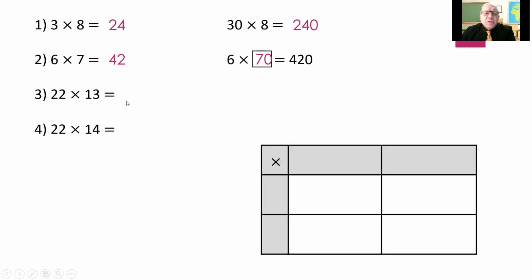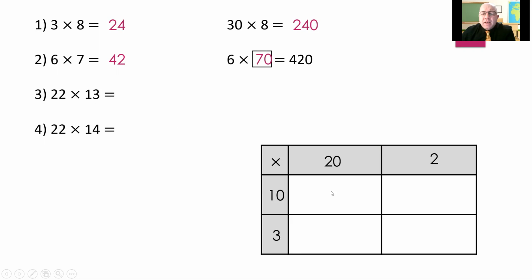22 multiplied by 13. We're going to use the grid for this one. So let's have a look. Let's partition these numbers. We've got 20 and 2, 22. And we've got 10 and 3 for 13. And we're going to multiply each part of the grid.